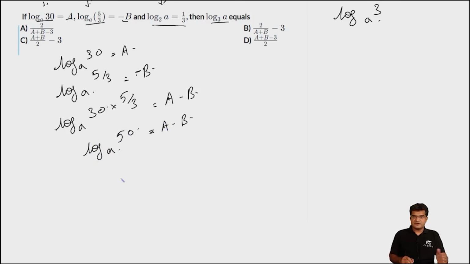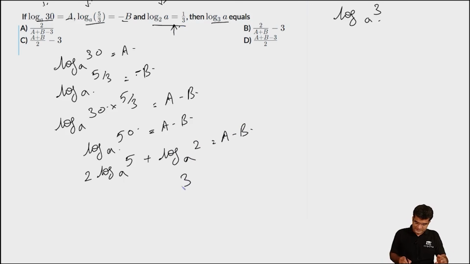Log of 50 is equal to 25 into 2. 25 is 5 square. So the left hand side becomes equal to 2 log of 5 to the base a plus log of 2 to the base a is equal to a minus b. We know that log of a to the base 2 is equal to 1 by 3. So the value of log 2 to the base a will be the exact reciprocal. So that will equal 3.